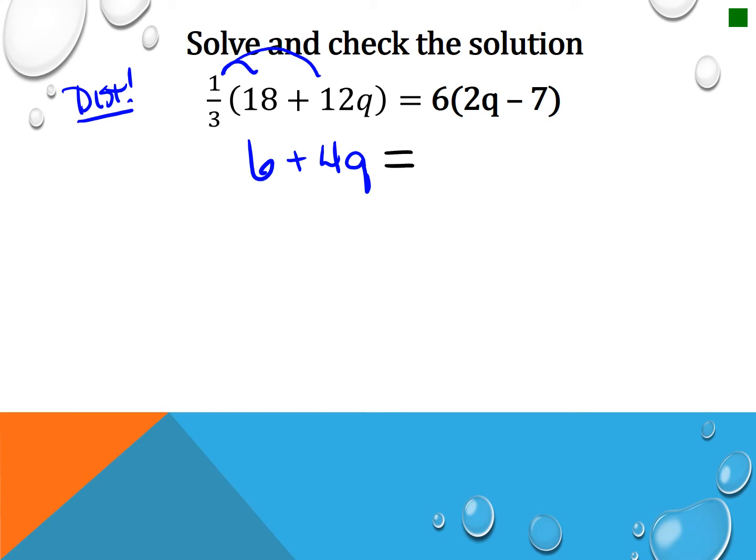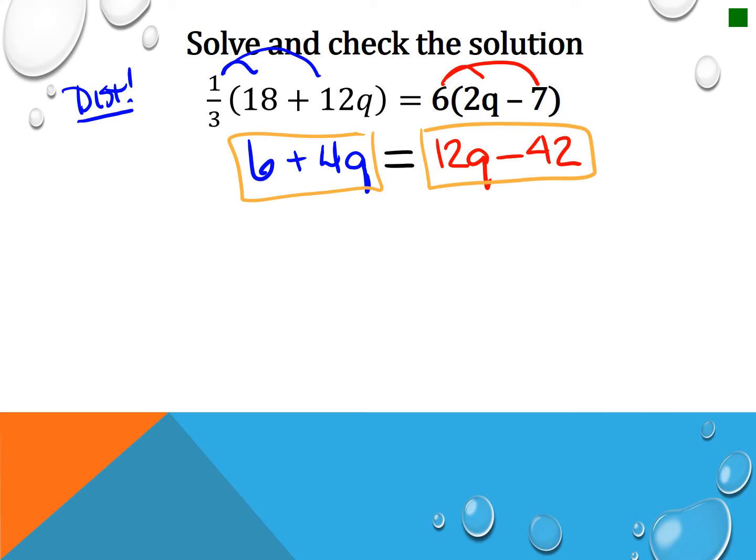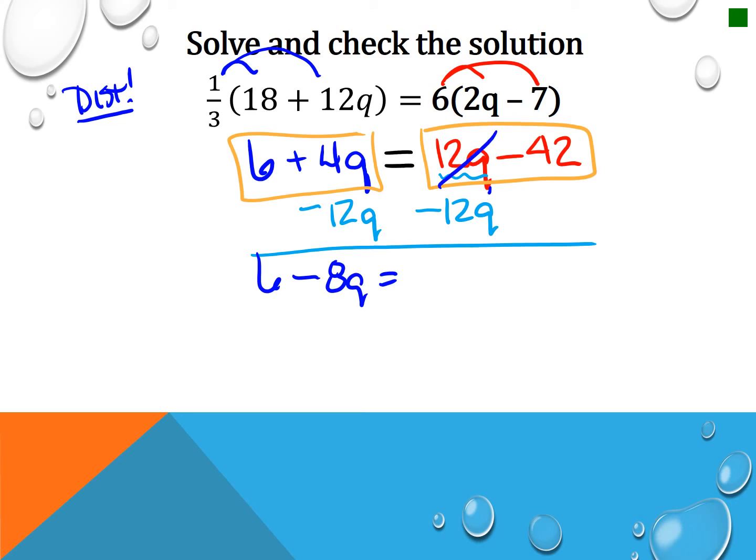Okay, over here, I've got a 6 to distribute. 6 times 2 is 12Q, and 6 times negative 7 is negative 42. Look at that, now it looks like a regular old variable on both sides. So if I look at each one, no more cleaning up, no more cleaning up. So I'm going to take this 12Q right here and move it to the other side by subtracting 12Q. I got 6. 4 minus 12 is negative 8. Those are my Q's. The 12Q's cancel, equals negative 42.